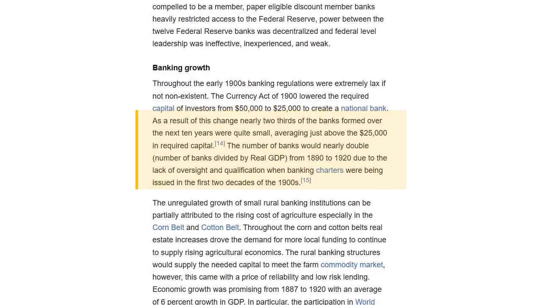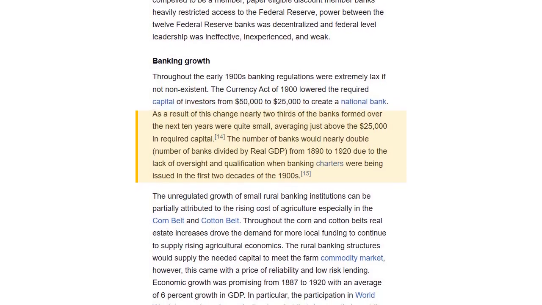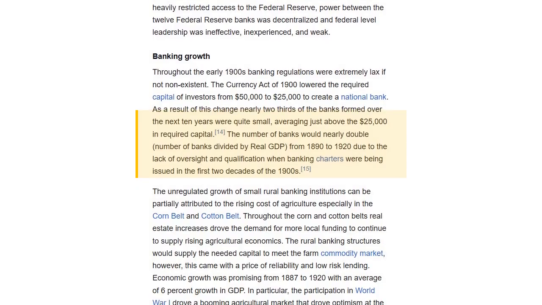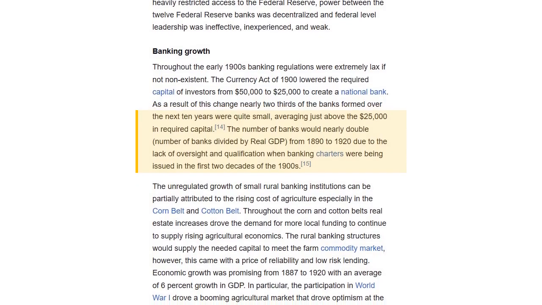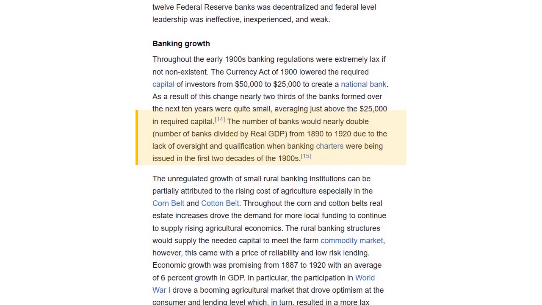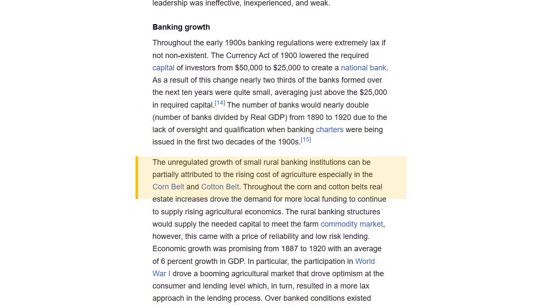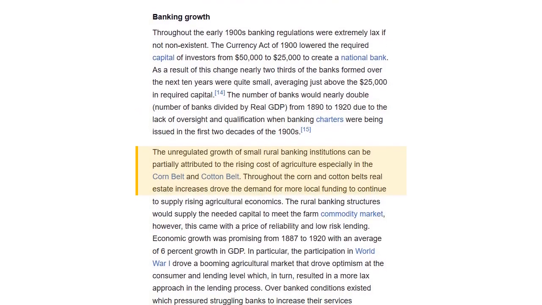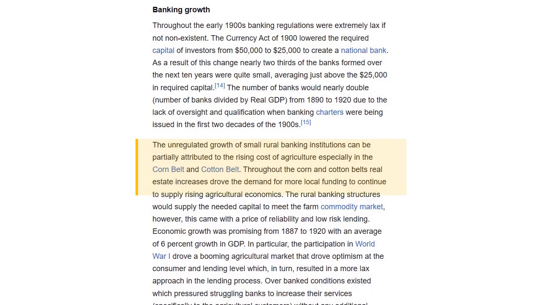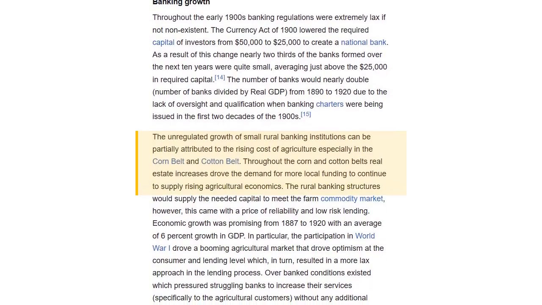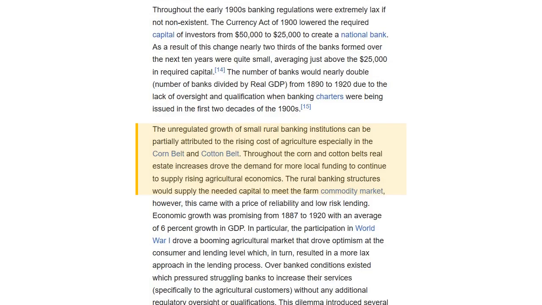The number of banks would nearly double, number of banks divided by real GDP, from 1890 to 1920, due to the lack of oversight and qualification when banking charters were being issued in the first 2 decades of the 1900s. The unregulated growth of small rural banking institutions can be partially attributed to the rising cost of agriculture, especially in the Corn Belt and Cotton Belt.